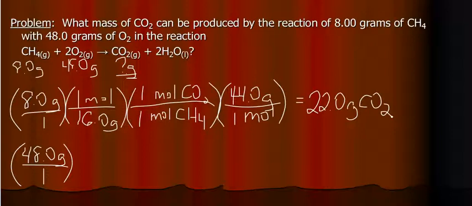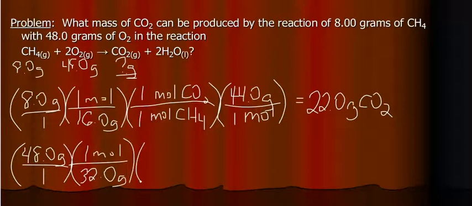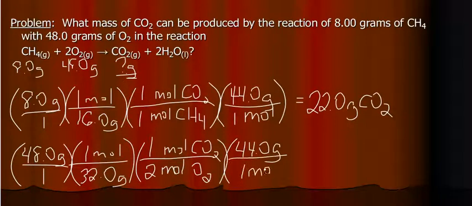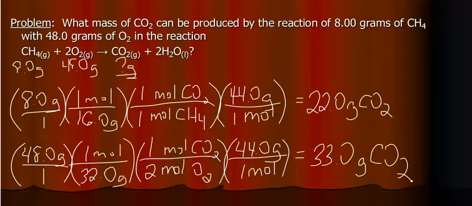We have 48 grams of oxygen. We're going to convert grams of oxygen to moles of oxygen. Molar mass of O2 is 32. Okay, so now I'm in moles of oxygen. And I want to go to CO2, same product. Mole-to-mole ratio is 1 to 2 in this case. And then the last step, since I'm in CO2, is exactly the same, 44 grams per mole. So the mass of CO2 that would be produced in this case would be 33 grams.